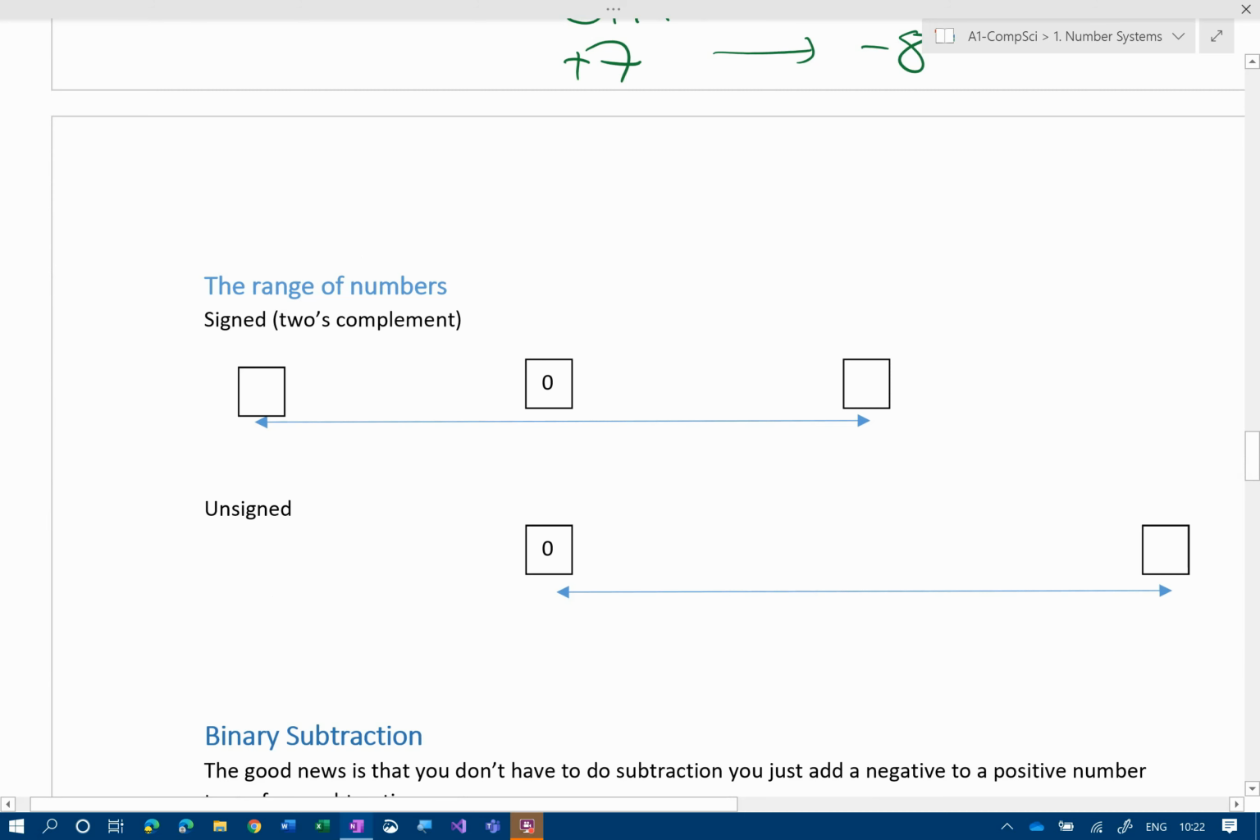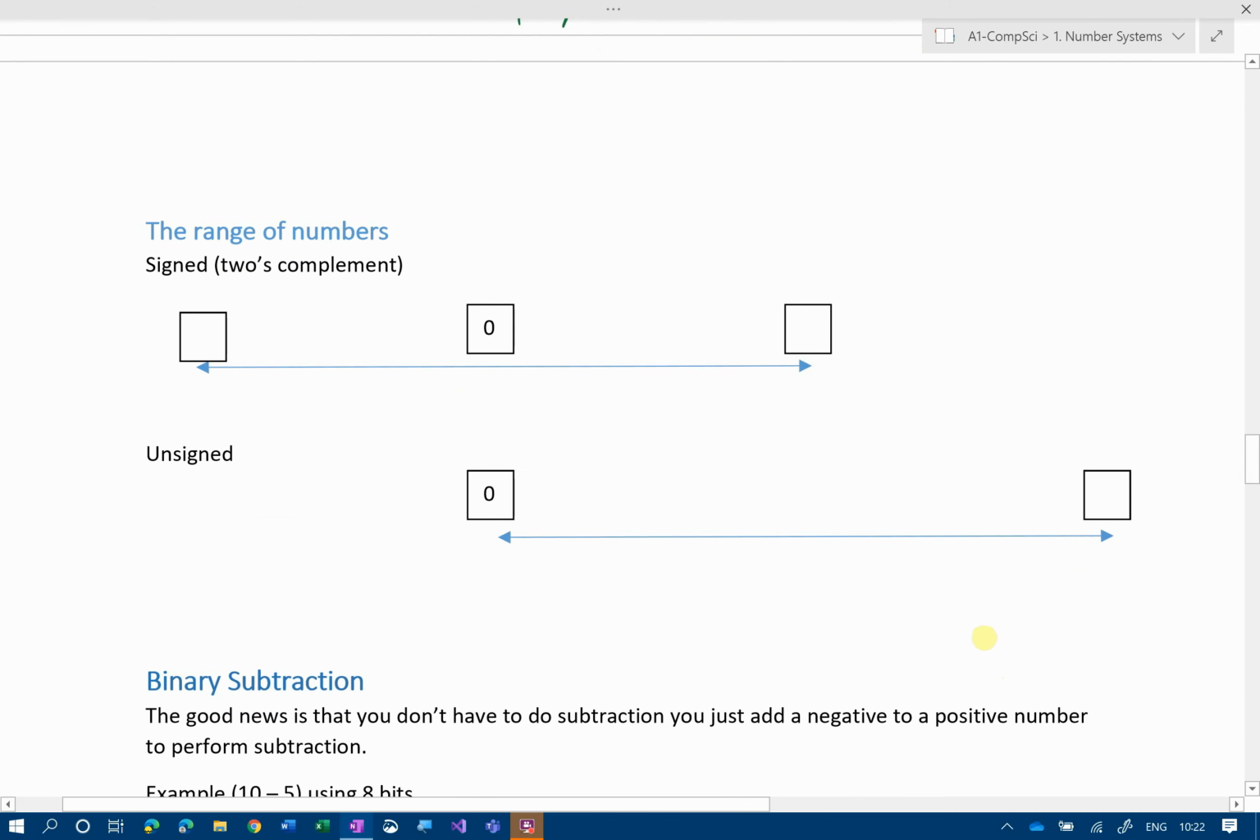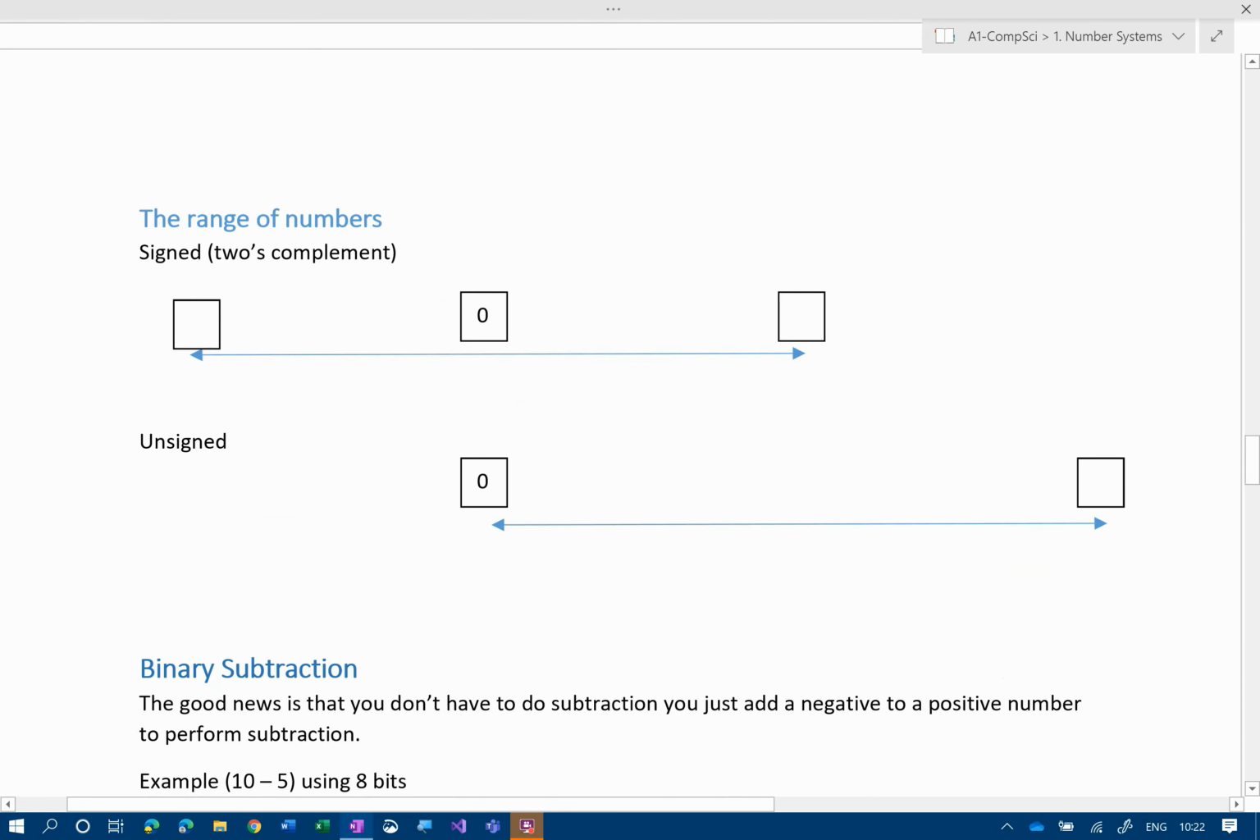So what I want you to do here is, you notice the range, so let's do it for 8 bits, please. Give that a go, and I want you to write out what is the range for 8-bit numbers there. So I want the lowest for the signed, and what is obviously the lowest for the unsigned is 0.